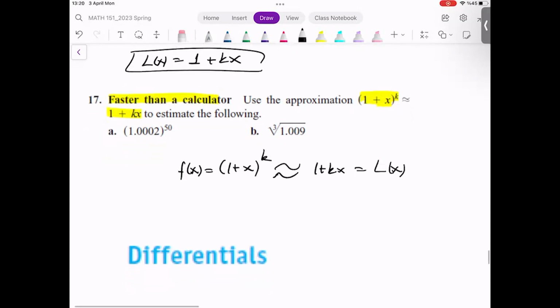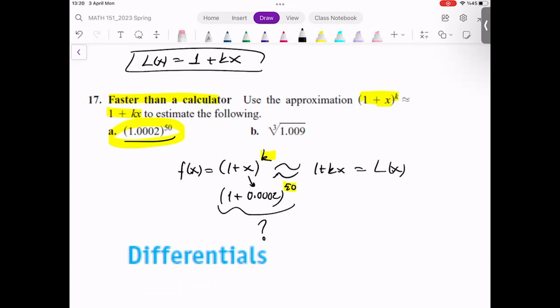Now, I want to compute this, for example. What is that? It is, in fact, 1 plus 0.002 to the power 50. You see, if I insert x as 0.002 and k as 50, then it exactly becomes this value. And now, what is the result of this expression?